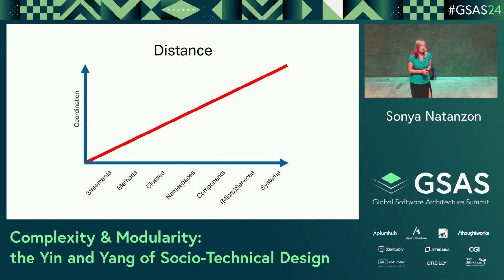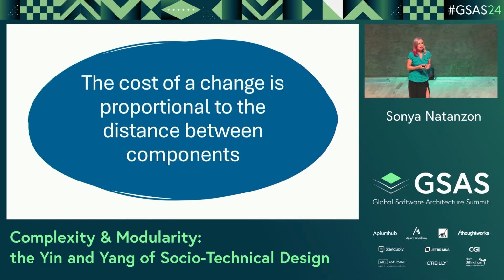What we get is coordination, and that is coordination that we have to expend in order to implement changes at those various levels. Think about coupled statements and the coordination effort it takes to implement, probably a single engineer who can coordinate themselves, versus coupled systems, which is probably a large project across two teams in different parts of the organization with a lot of coordination effort and scheduling around them. This distance is going to inform the cost of a change, which is going to be proportional to that distance. Again, coupled statements, coupled systems.